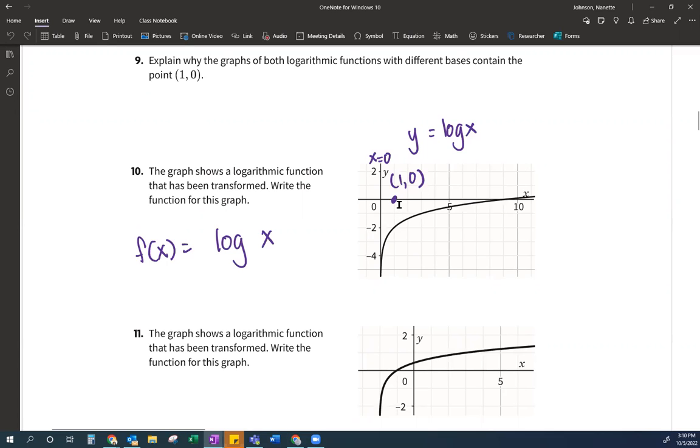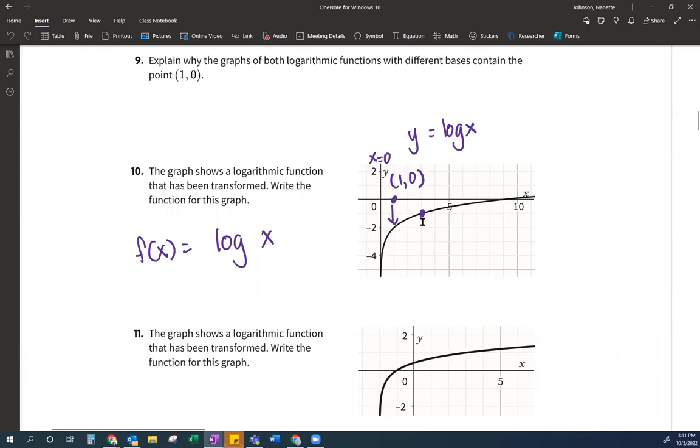Now, this point right here, it obviously didn't stay there because look at it, it got moved. So where do you think this point moved to? It moved to 1, -2. It moved down 2. Now, someone said, Ms. Johnson, couldn't it have moved over here?